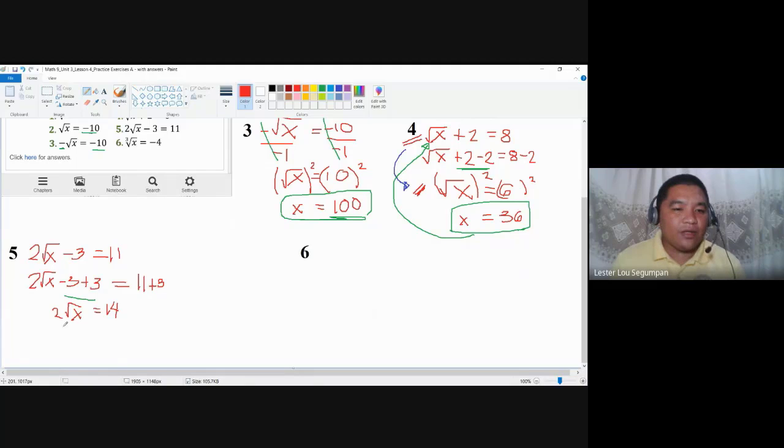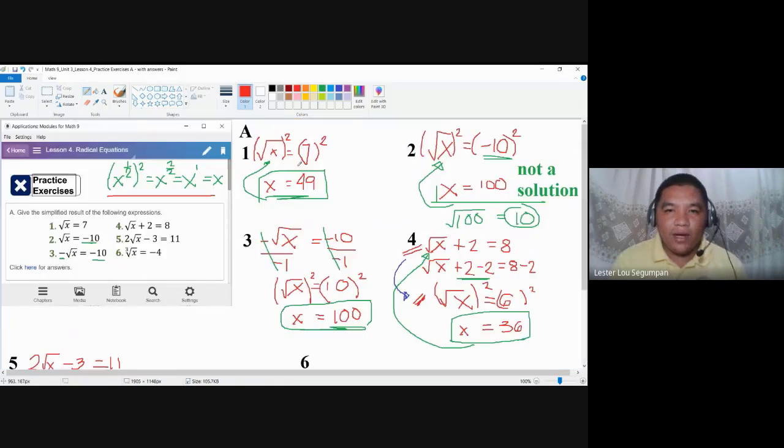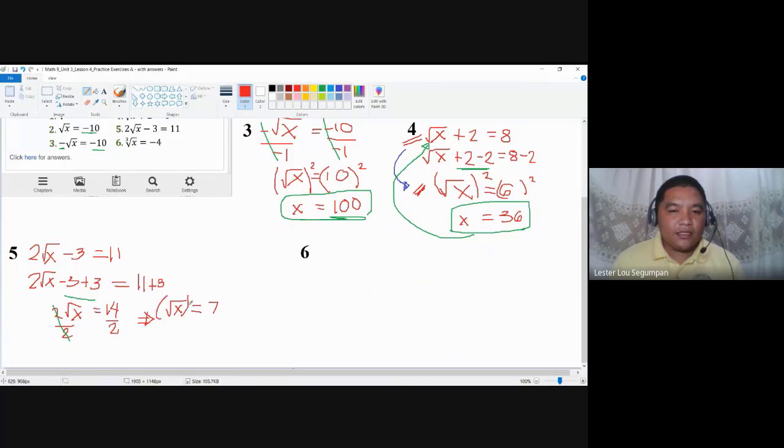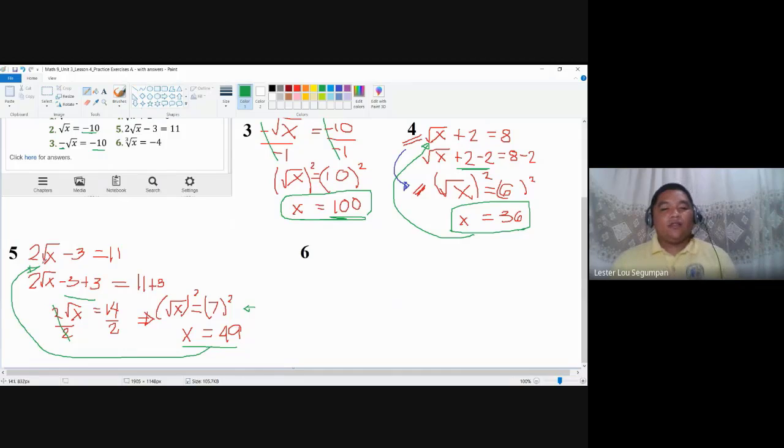And then this is the time that you could divide both sides by 2 to remove the coefficient 2 here. And then this will result to square root of x is equal to 7. This is similar to item number 1, but since we are still here, let's square both sides. Your value for x is actually 49. Again, let's check it. But we are going to check this not in this area, but always to the given. So square root of 49 as the value of x is 7.